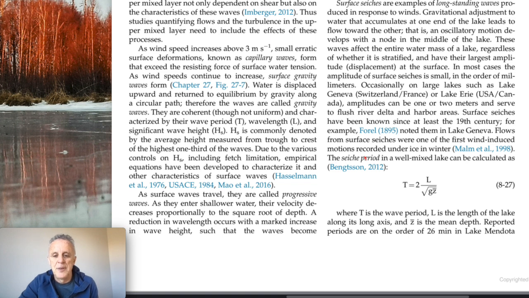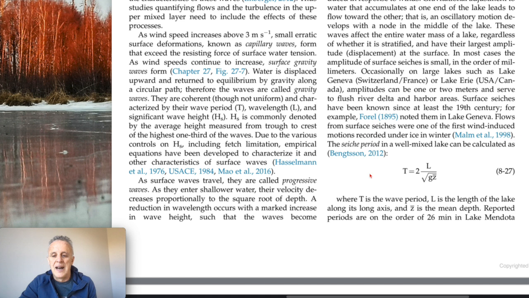In most cases, the amplitude of surface seiches is small, on the order of millimeters. Occasionally on large lakes, such as Lake Geneva or Lake Erie, amplitudes can be 1 or 2 meters and serve to flush river deltas and harbors. Surface seiches have been known since at least the 19th century. For example, Forel noted them in Lake Geneva. Flows from surface seiches were one of the first wind-induced motions recorded under ice in winter.